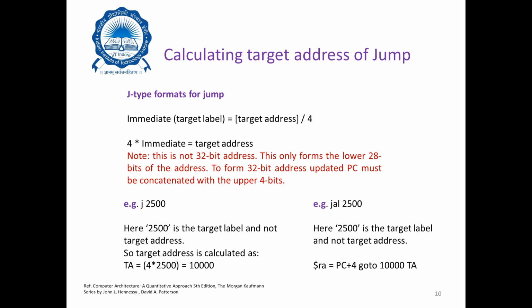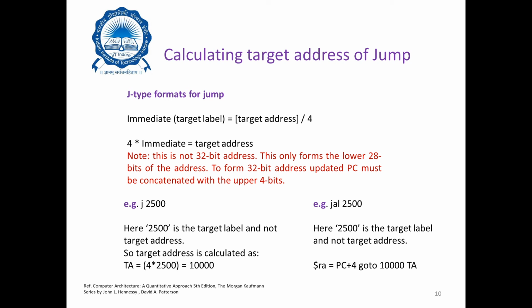And now how to calculate the target address for jump? For J-type formats for jump, the formula is slightly modified. The immediate or target label is equal to target address divided by 4, that is, target address is equal to 4 times immediate. As you can see, this 4 times immediate, which I am calling the target address, is not a complete 32-bit address yet, right? This only forms the lower 28 bits of the address.